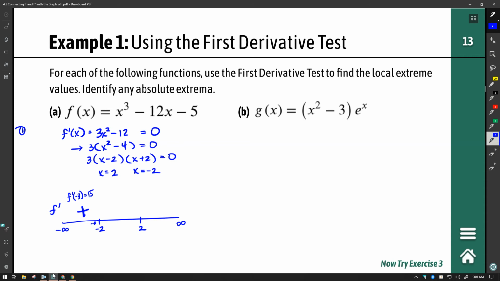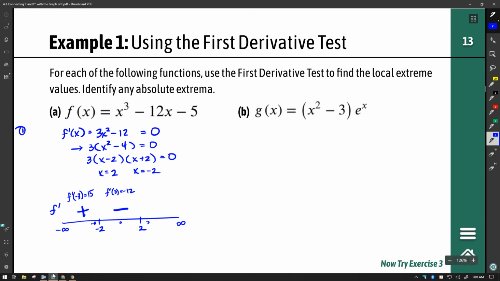Between negative 2 and 2, I might pick the x test value of 0. Let's plug that into the function's derivative. So that would be 3 times 0 minus 4. So 3 times negative 4 is negative 12. My scratch work here is going to say f prime of 0 is negative 12. But what's important is that f prime is negative. Then I've got a test value from 2 to infinity. I'm going to choose 3.